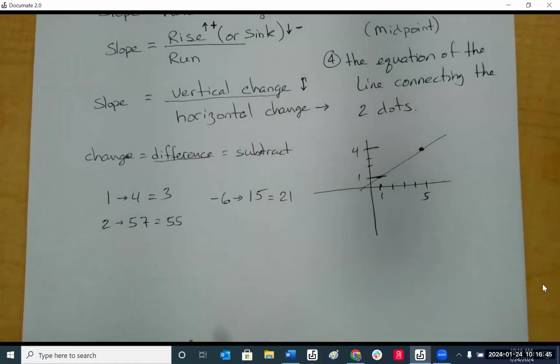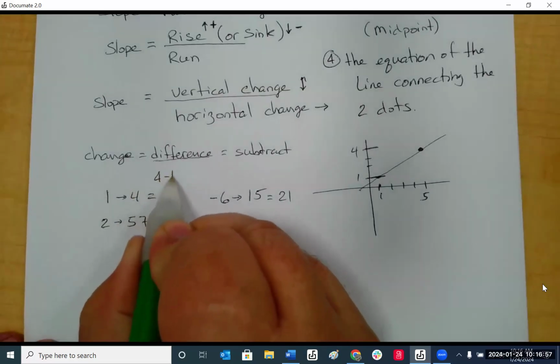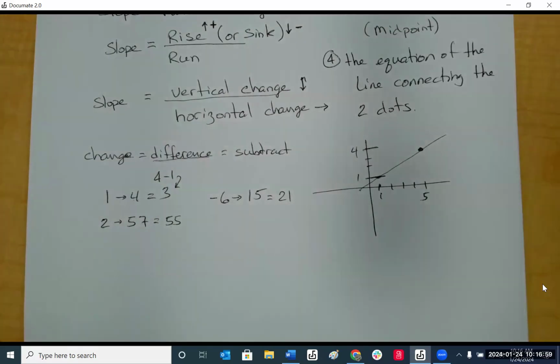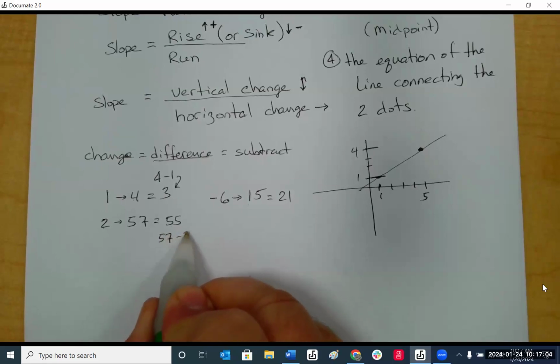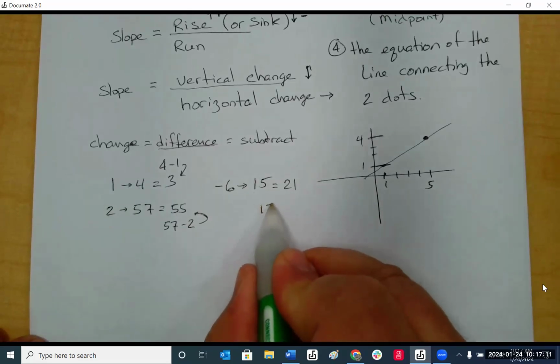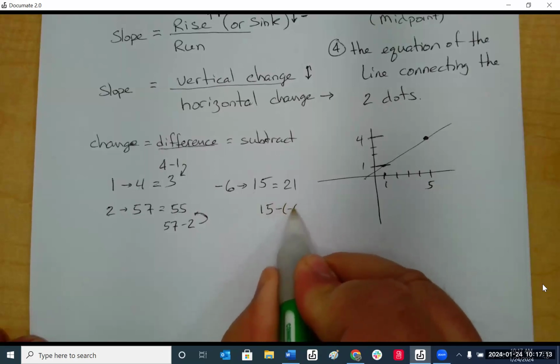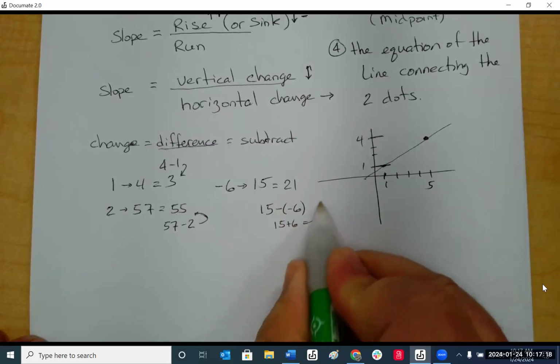So let's look at these. From 1 to 4 equals 3. From 2 to 57 equals 55. There's a formula here. If we take 4 minus 1, we get 3. If we took 57 minus 2, we got 55. If we took 15 minus -6, which is 15 plus 6, we get 21.